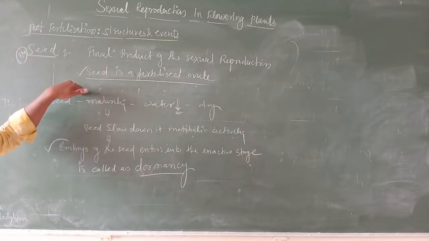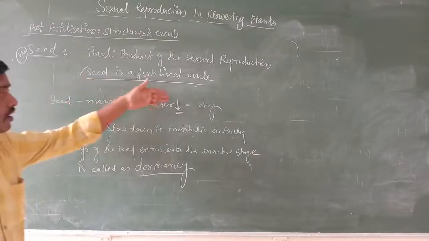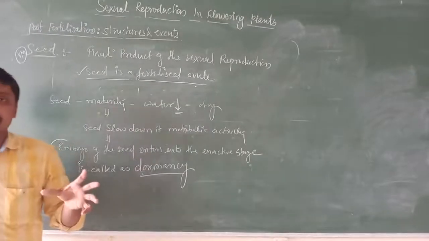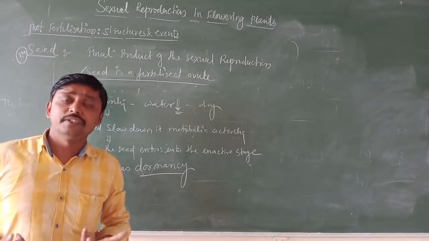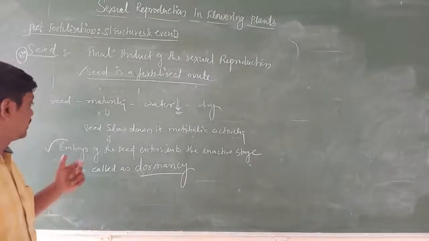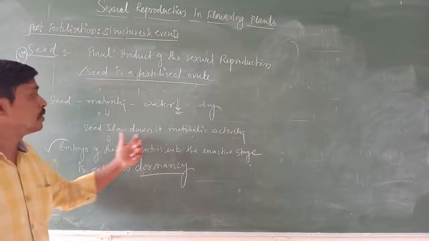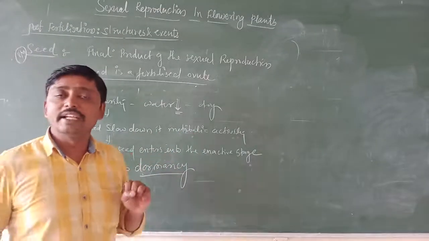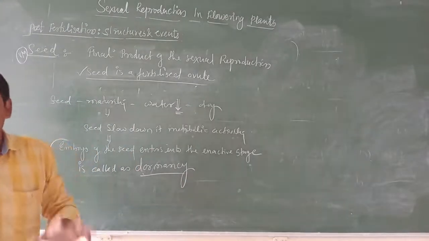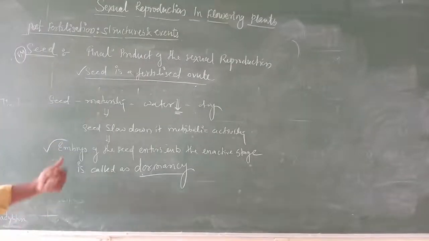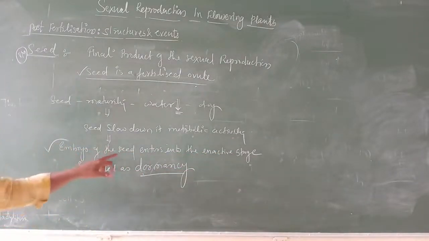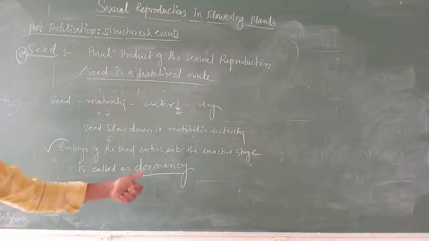Once the seed starts getting mature, at the maturity of the seed, the water content in the seed is going to reduce, in the sense the seed is going to dry. After the seed is dry, it slows down the metabolic activity, for example germination, respiration, whatever it may be. In the sense, the embryo of the seed enters into the inactive state, that is called dormancy.